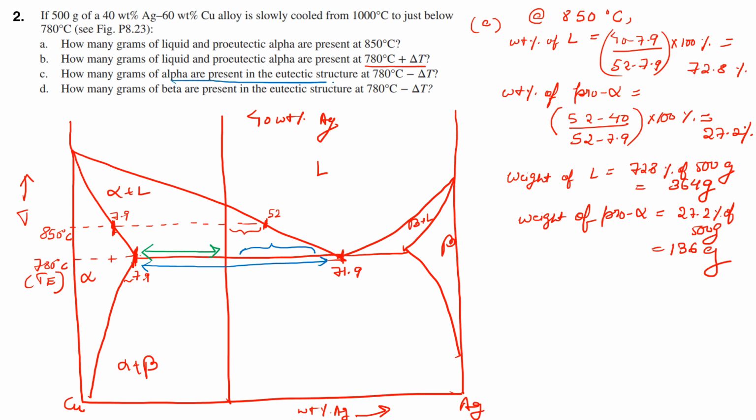So the third question asks, this is an interesting one, the alpha which is present in the eutectic structure just below the eutectic point. So just below the eutectic point, we'll be having alpha plus beta structure, and how are we going to find out the alpha that is present in the eutectic structure? So the alpha that is present in the eutectic structure can be given by the difference, basically this, right?